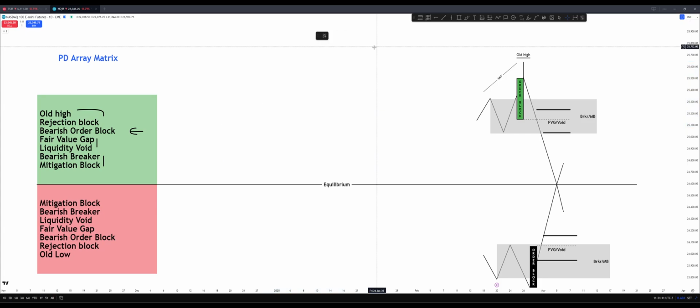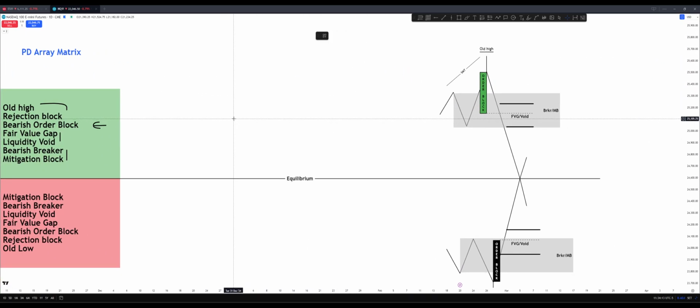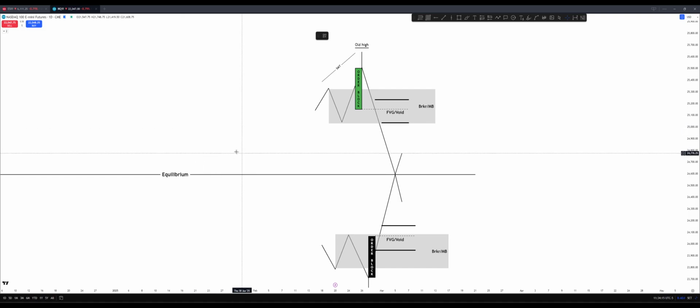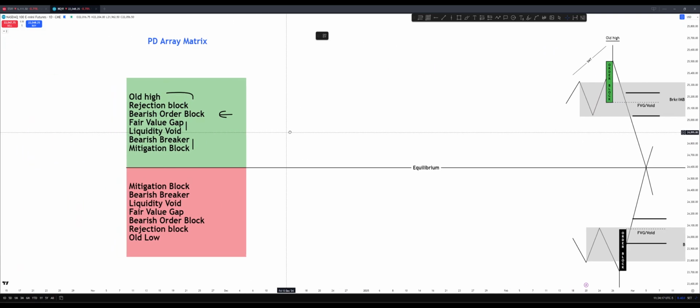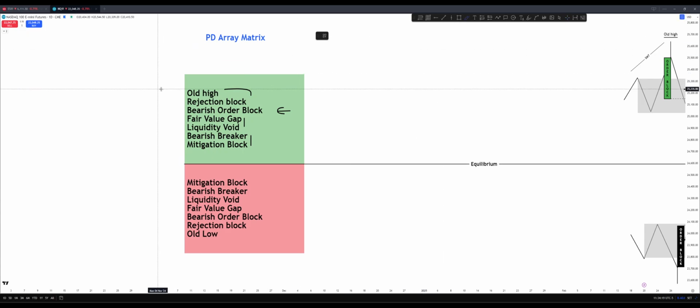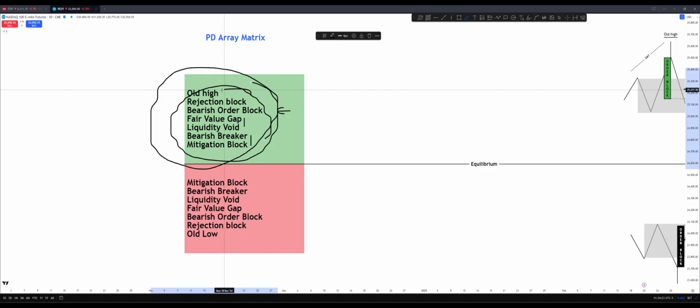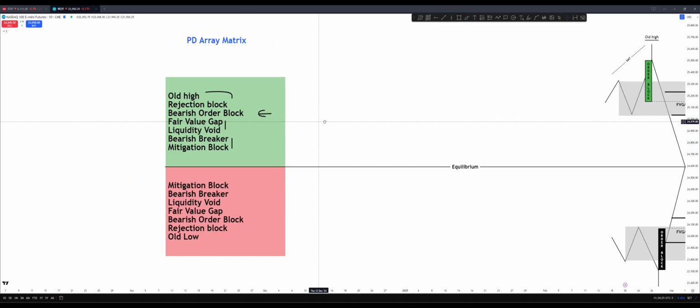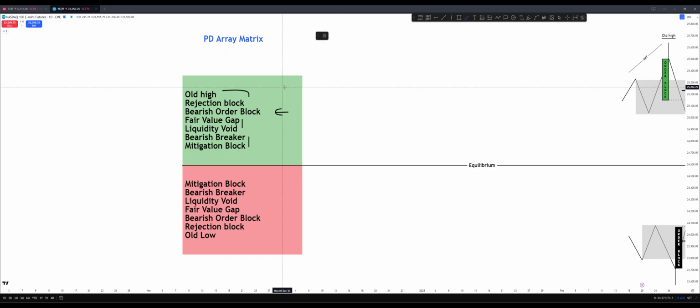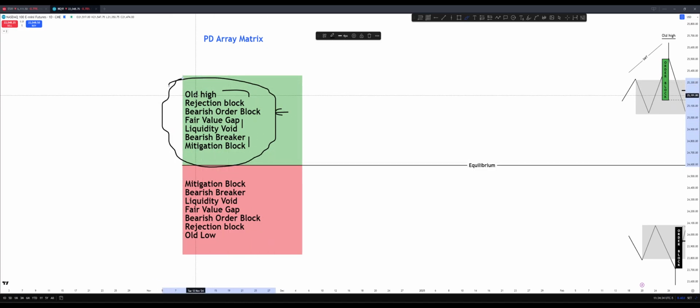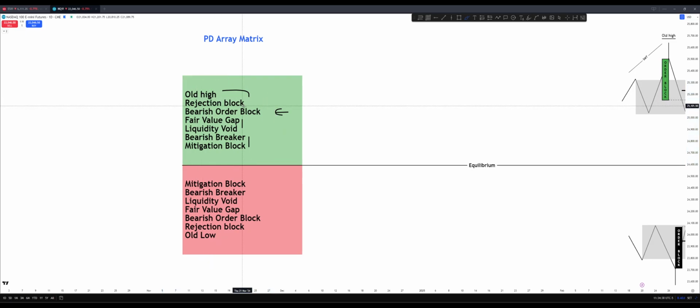What I was about to say was that every dealing range should have all these PD arrays. If not, go backtest it, go study. See what happens when a dealing range does not have this order right here. You can't just sell or buy the inversions.